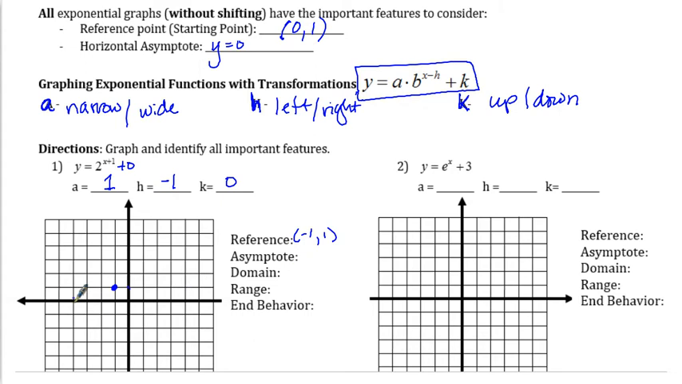Our asymptote was at y equals 0, and if we shift left 1, that does nothing to this asymptote. Shifting left 1 does nothing to it. It's not going up or down. So our asymptote stays the same, y equals 0.